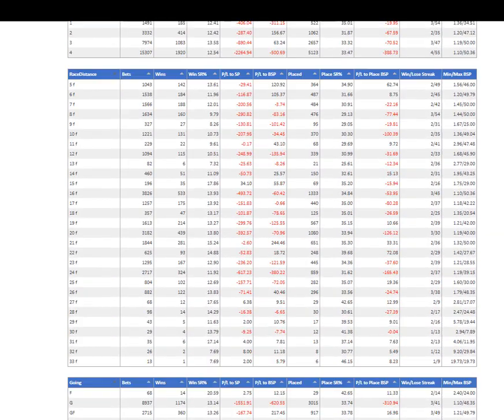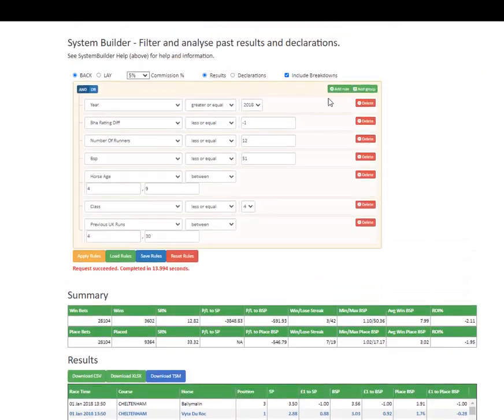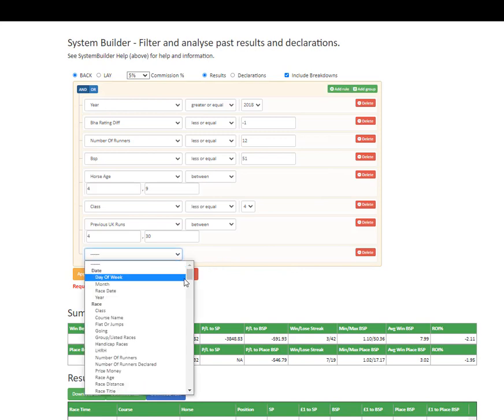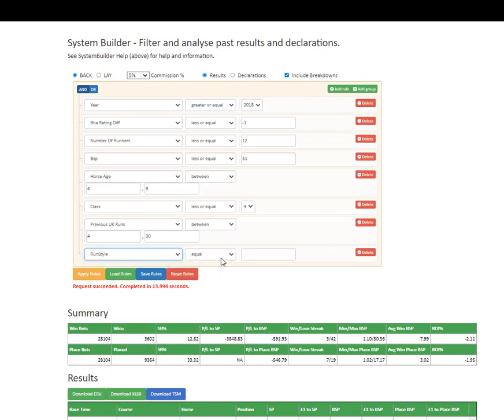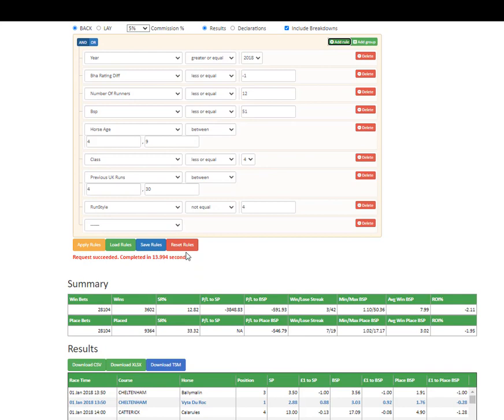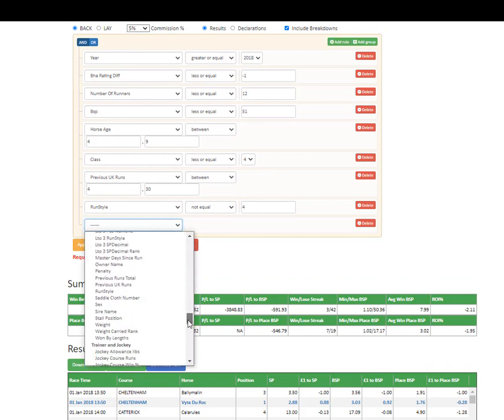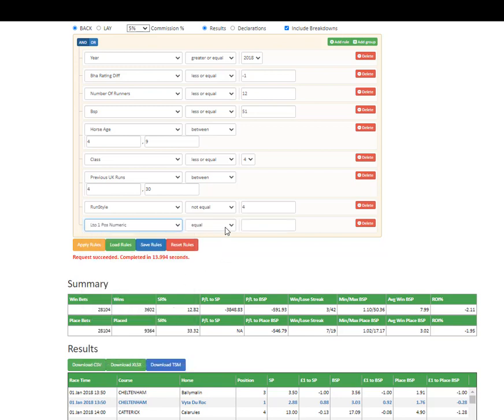So there's two parts I want to just add to this system, and they are the run style, and this is the number that you see on the race card each day, not equal 4. And one more rule, that the LTO position numeric, that's the last time out position, less or equal to 2, so that's first or second.